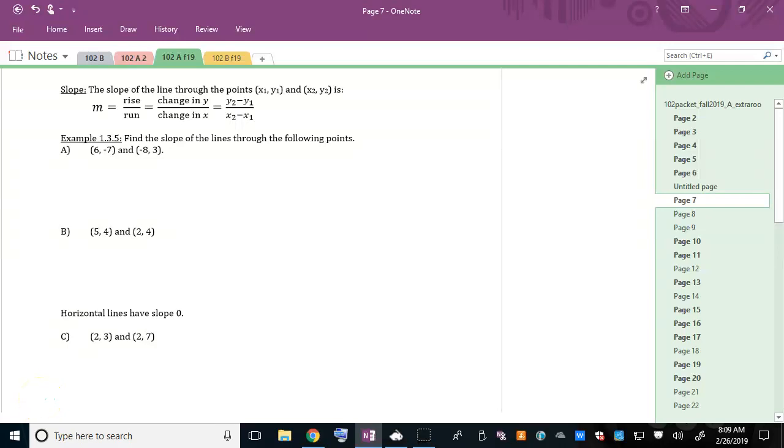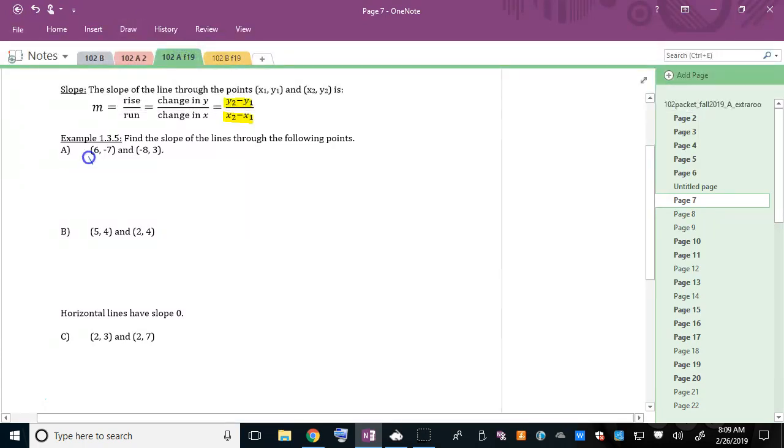Math 102, example 1.3.5. Let's look at finding slope. We use a lowercase m to represent it, and there's a number of different ways to memorize the formula. I usually go ahead and use the more formal one, y2 minus y1 over x2 minus x1, but again, there is more than one way to remember that.